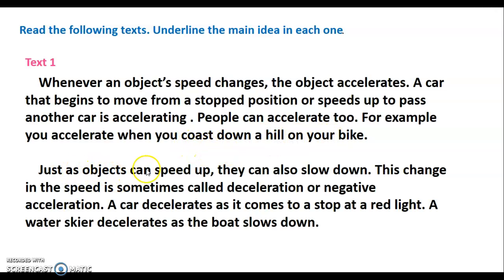Just as objects can speed up, they can also slow down. This change in the speed is sometimes called deceleration or negative acceleration. A car decelerates as it comes to a stop at a red light. A water skier decelerates as the boat slows down. So in this text, what is the main idea?